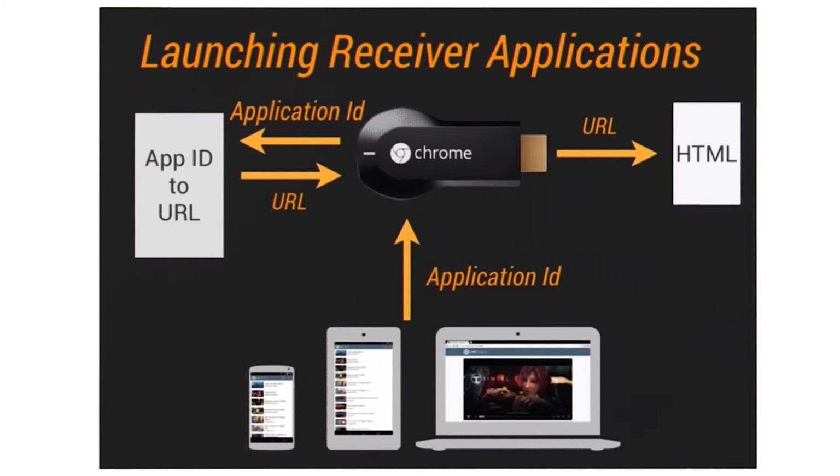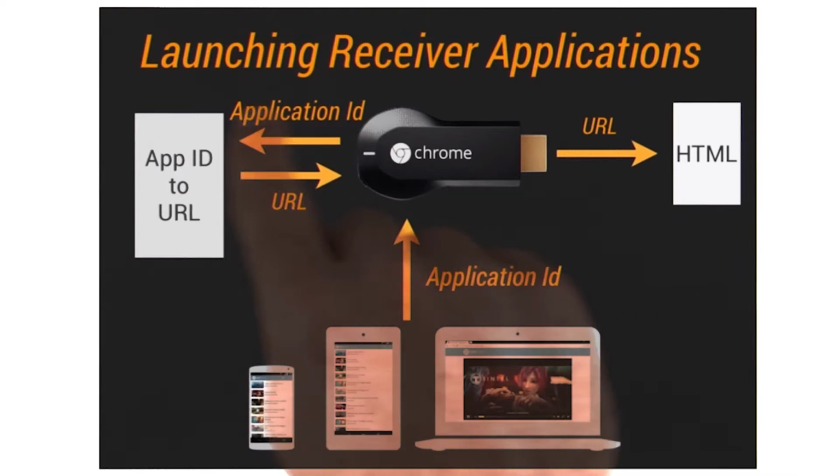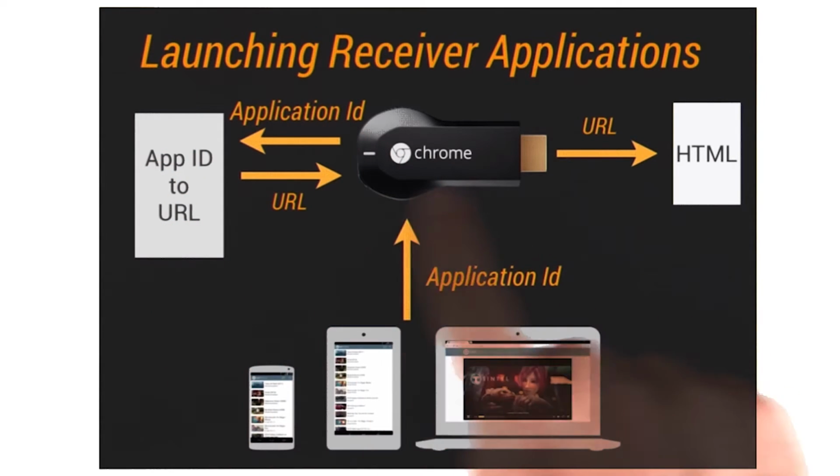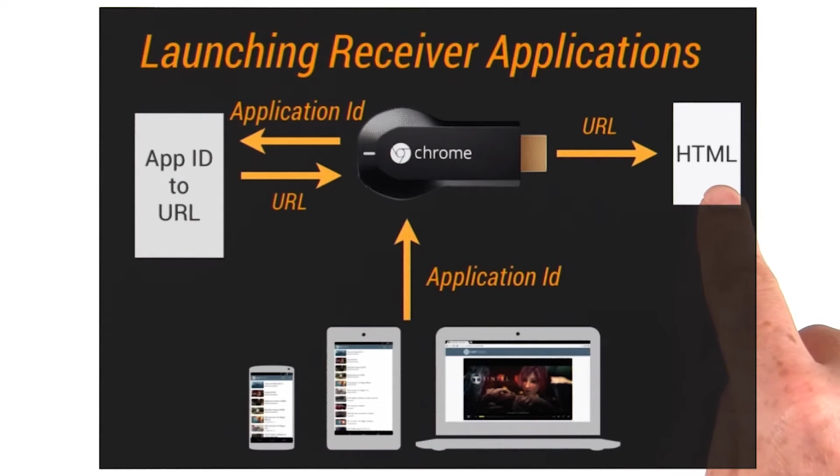Now, before we get into the details, there's a couple of topics we should discuss first. A receiver app is launched when a sender tells a Cast device, like a Chromecast, that it wants to launch a particular receiver. It does this by specifying an application ID. All receiver apps have a unique application ID, and the sender must provide this during its request to the Cast device. The Cast device then looks up that application ID using a Google service and then downloads the URL that corresponds to the receiver app. It then loads it onto the Cast device.